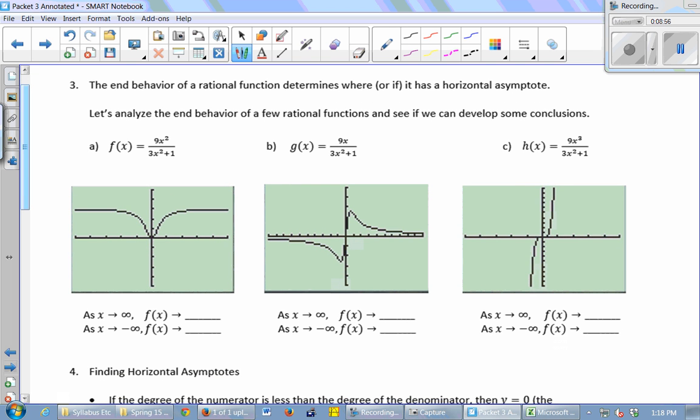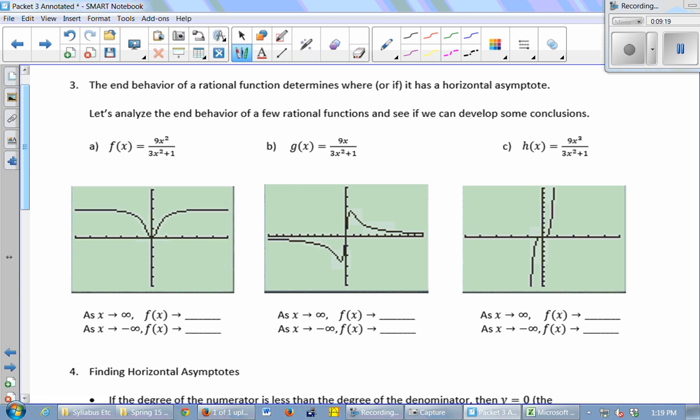All right. So the end behavior of a rational function determines where or if there's a horizontal asymptote. Now we're switching to horizontal asymptotes, and this is end behavior. So let's analyze the end behavior of a few rational functions and see if we can develop some conclusions.